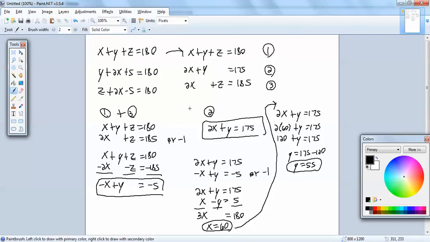Now plug that back in and solve for z. Doesn't matter which one. I guess the first one is probably the easiest. X plus y plus z is equal to 180. So we got 60 plus y, which is 55, plus z is equal to 180. Let me get my calculator. 60 plus 55, 115, plus z is equal to 180. Take the 115 over. 180 minus 115 gives us 65.